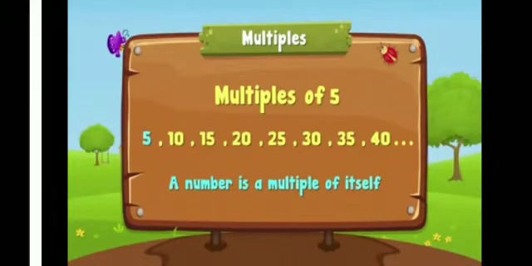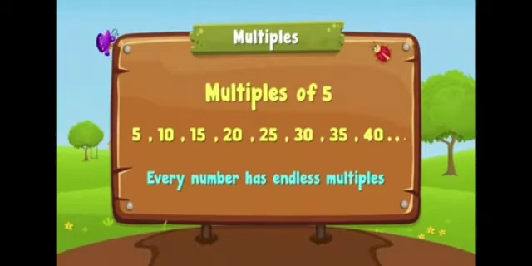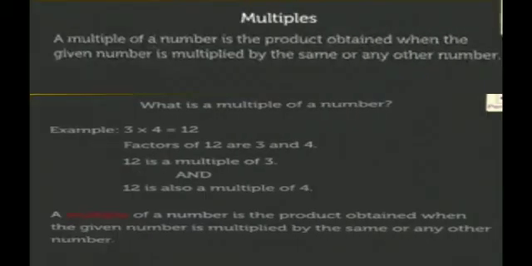Look here, multiples of 5: 5, 10, 15, 20, 25, 30, 35, 40. A number is a multiple of itself. Here 5 is a multiple of 5, 5 itself. Another property, every number has endless multiples. This will extend on. So we can write endless multiples of every number.